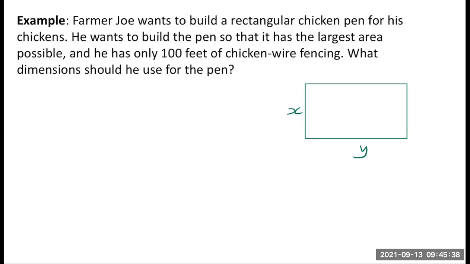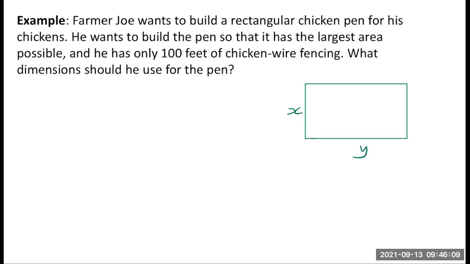Dimension means, if your rectangular chicken pen is this one, the width and the length. I'll take my width to be x and the length to be y. How do you find x and y so that this area is maximized? That's a very practical question. You always want to maximize the area so that you can put a lot of chickens in it. All right, how do we start this?